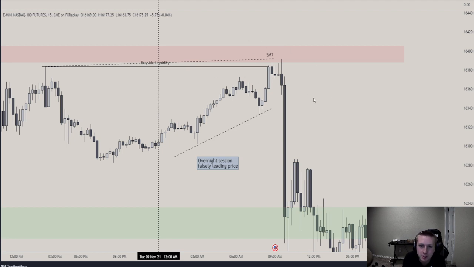After we've had market structure shift on the daily, we come back into that imbalance while forming SMT above midnight opening price and above 8:30 opening price, and then that's when we really break down and have this huge displacement. This huge displacement doesn't come out of nowhere.